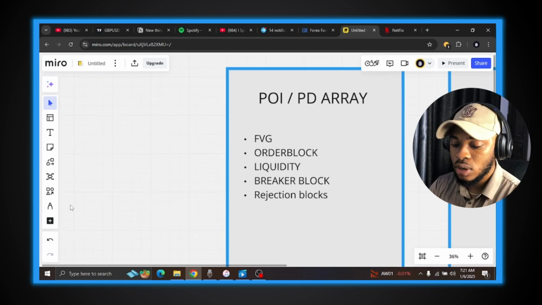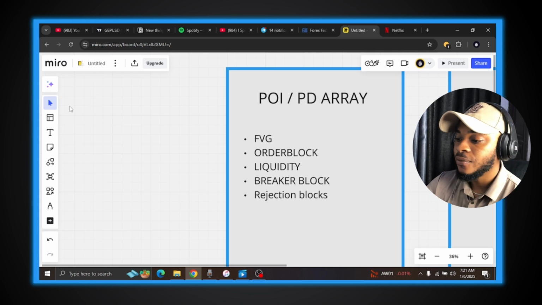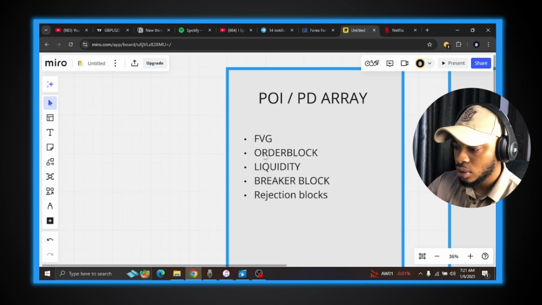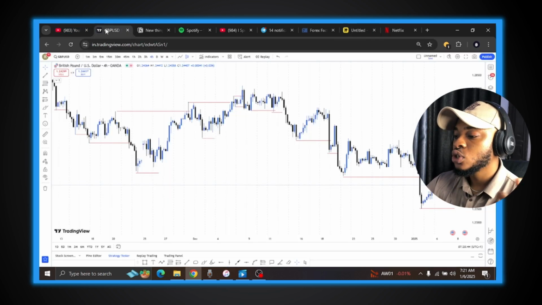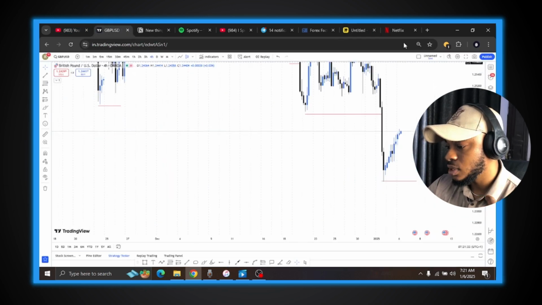Now, some ICT students call it POI, some call it PDRA, but they're the same thing. So we have fair value gap, we have order blocks, we have liquidity, we have breaker blocks, we have rejection blocks. So let's start from what? Fair value gaps. So a typical fair value gap looks like this.